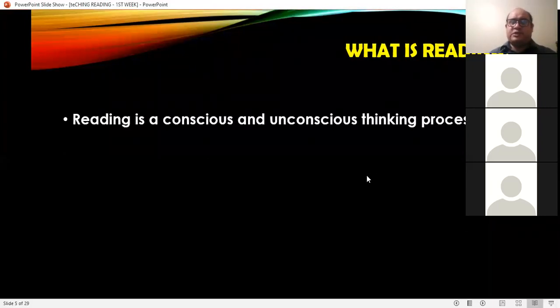So reading here says that it is a conscious and unconscious thinking process. Remember, reading is a conscious and unconscious thinking process. You have to think, sometimes consciously and sometimes unconsciously, all right? Then we're going to analyze what conscious and unconscious mean, okay? But don't forget, it's a process.